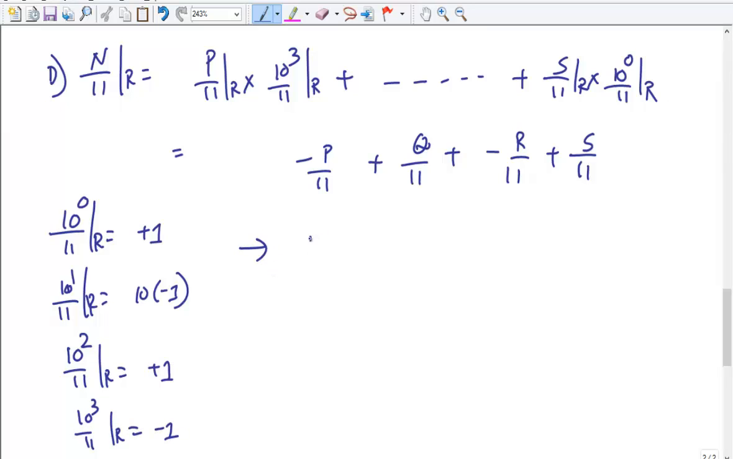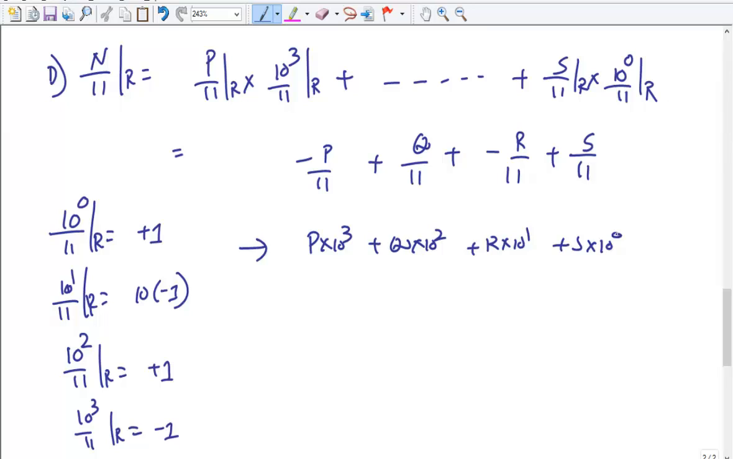And since this number is like p into 10 cube plus q into 10 square plus r into 10 power 1 plus s into 10 power 0, the first one is 10 power 0 by 11, that's plus 1. So s is multiplied by plus 1, whereas 10 power 1 by 11 remainder is minus 1, so r is multiplied by minus 1. 10 square by 11 remainder is plus 1, so q is multiplied by plus 1. So it means alternatively we are multiplying every digit by plus 1, minus 1.